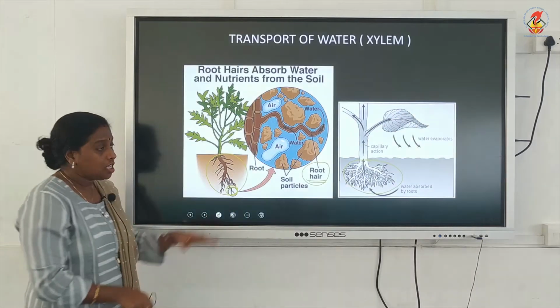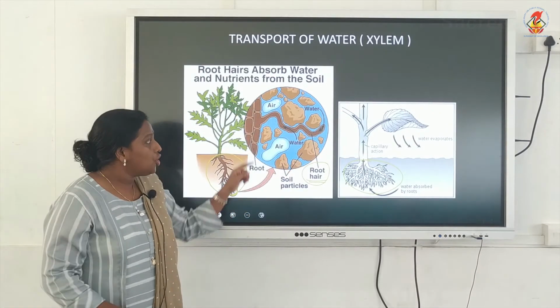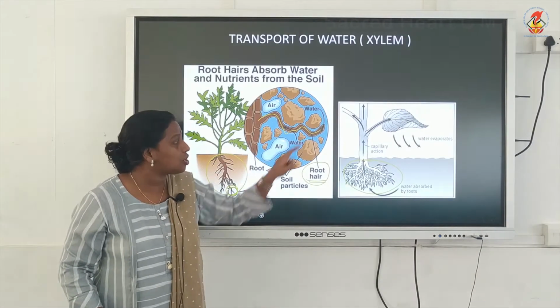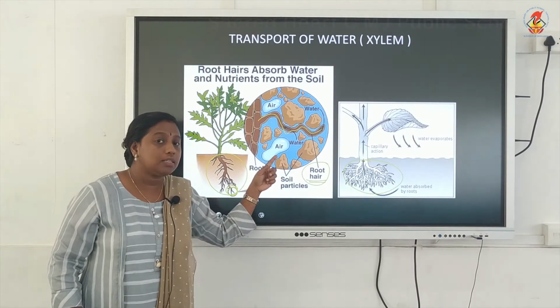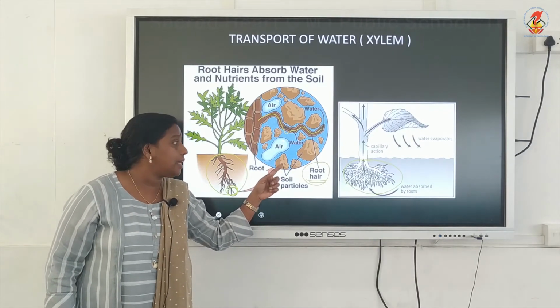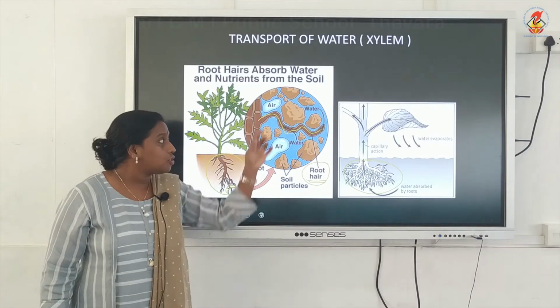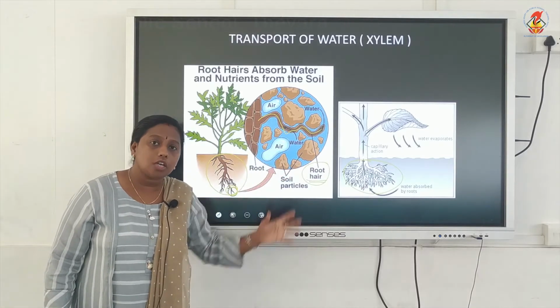Just observe this diagram. What can you see? You can see this is the root hair. This long structure is the root hair. These blue colored ones are the water in the soil, and these brown colored lumps are the particles of soil. So, around the root there is a lot of water in the soil.